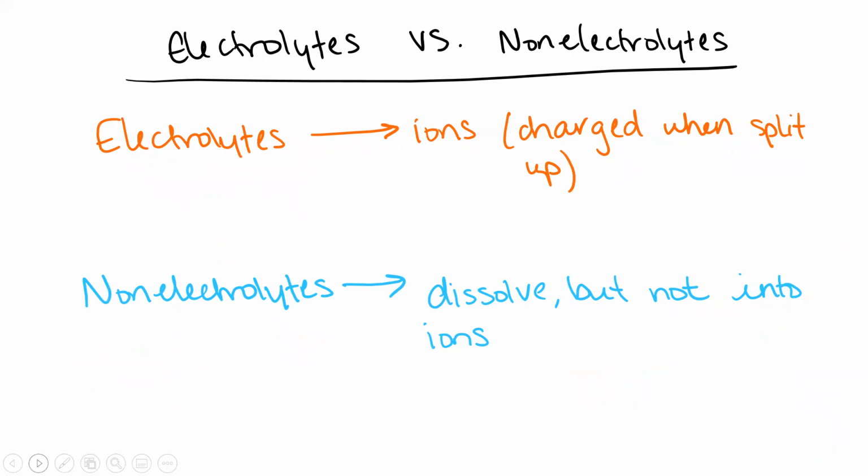So how does this factor into the concept of electrolytes and non-electrolytes? Electrolytes are ions. They're charged when they split up. An example of this is, in fact, NaCl, which breaks into Na+ and Cl- when it's introduced into an aqueous solution, or into water.